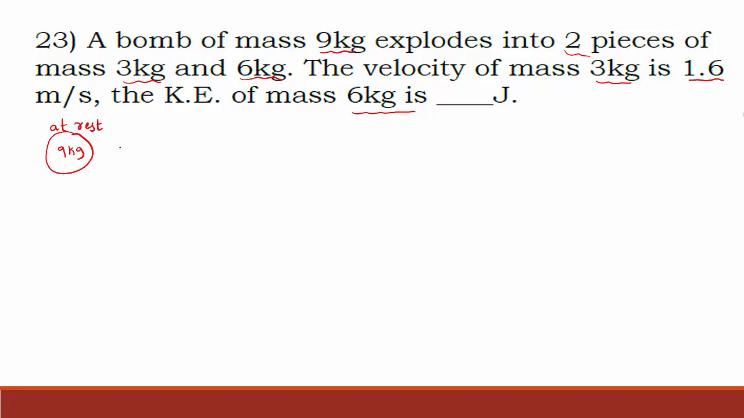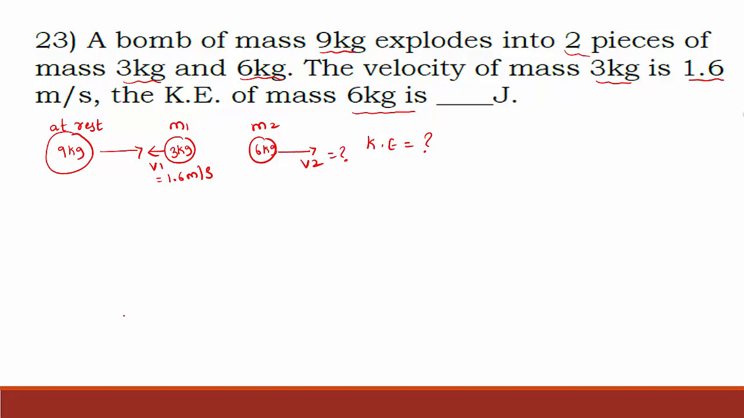Now it is exploded into two pieces. Here it is having mass 3 kg and this is having mass 6 kg. Let us take masses as m1 and m2. The velocity of mass 3 kg is given, that is v1, which is 1.6 meter per second. Similarly for v2, we don't know the v2 value, but we want the kinetic energy for the second piece. Now, I can use the law of conservation of linear momentum.